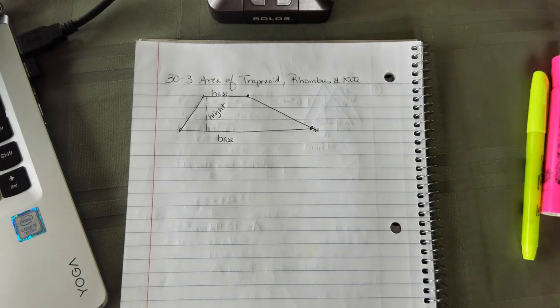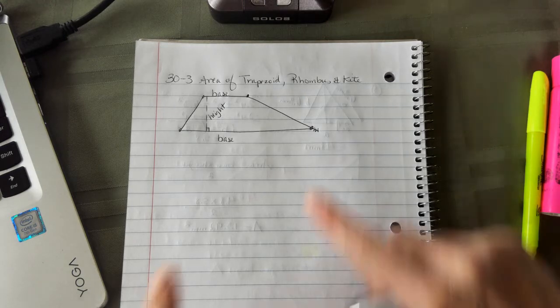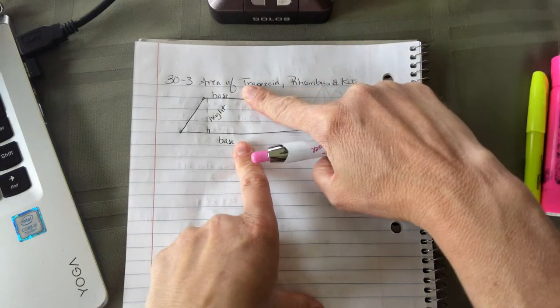Hi guys, so we're going to move forward today into section 30-3, which deals with the area of a trapezoid, a rhombus, and a kite. So we're going to start off with the trapezoid. Remember what that trapezoid looks like. To me it always looks like a doghouse, where we're going to have a set of parallel sides that we're going to name the base.